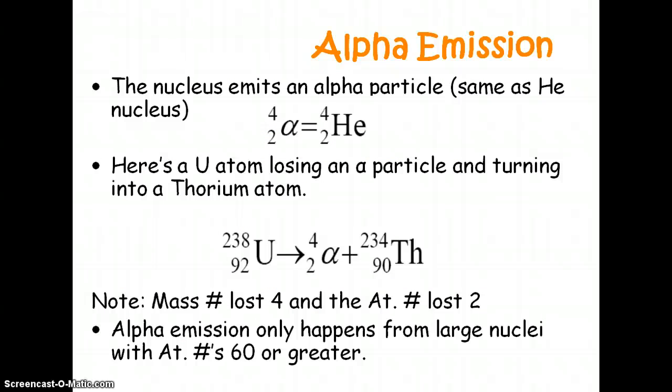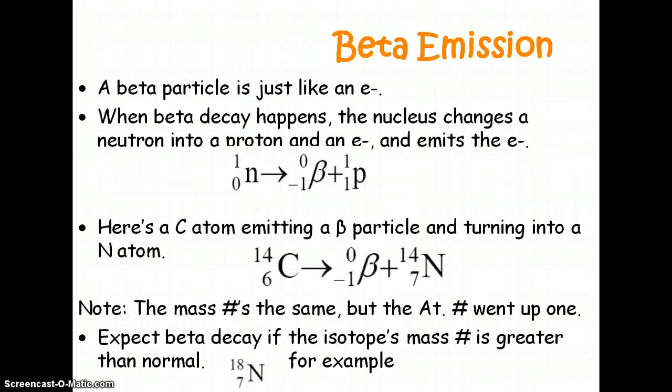All right, so let's talk a little more about alpha emission. Remember that alpha is the same as a helium nucleus. Here's an example of a uranium-92 atom giving off an alpha particle and becoming thorium. Okay, so all of these equations are written as decay equations. They're decomposition equations. Note that the mass lost 4 here and the atomic number lost 2. Alpha emission is most common in large nuclei, so we're talking atomic number 60 and up.